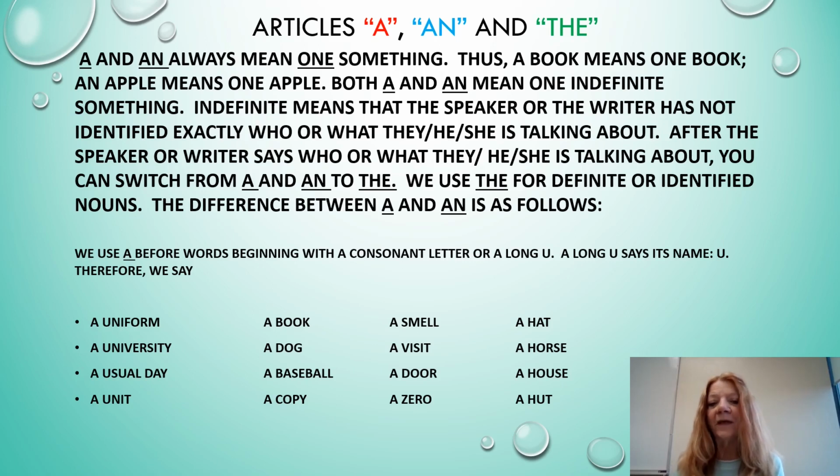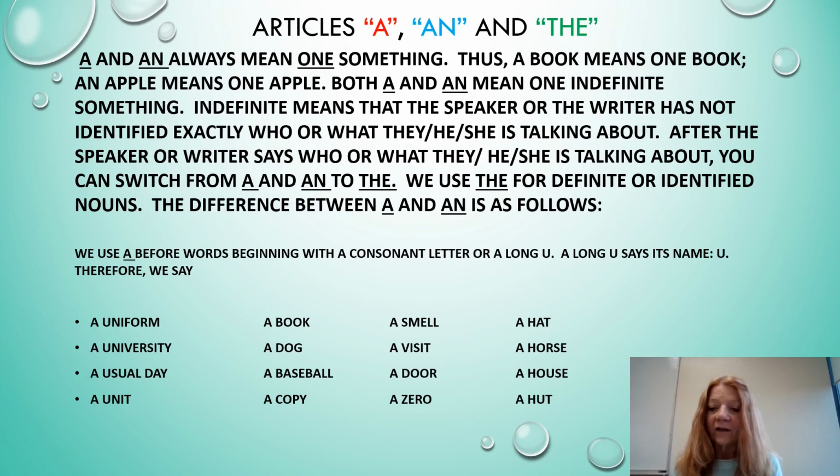The difference between a and an is as follows. We use a before words beginning with a consonant letter or a long U. A long U says its name, so that'll make it easy to remember. Therefore, we say a uniform. We wouldn't say an uniform. A uniform, a university, a usual day, and a unit.